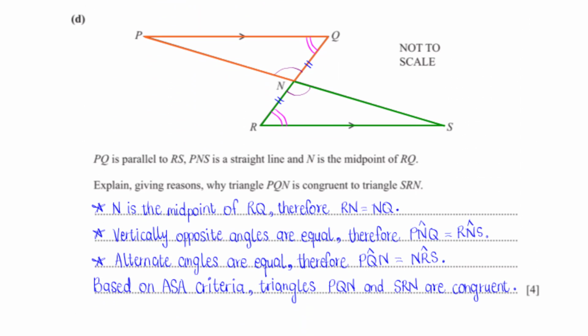PQ is parallel to RS. PNS is a straight line and N is the midpoint of RQ. Explain, given reasons, why triangle PQN is congruent to triangle SRN.